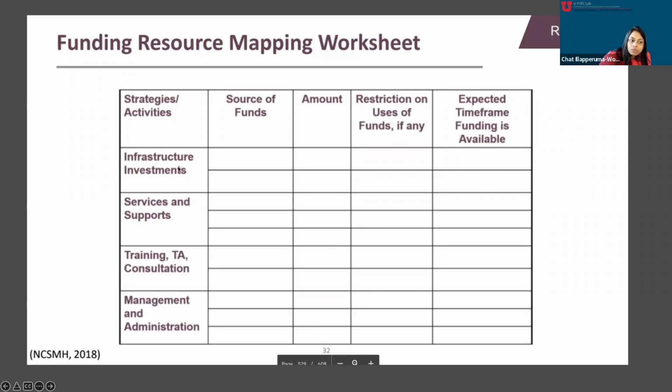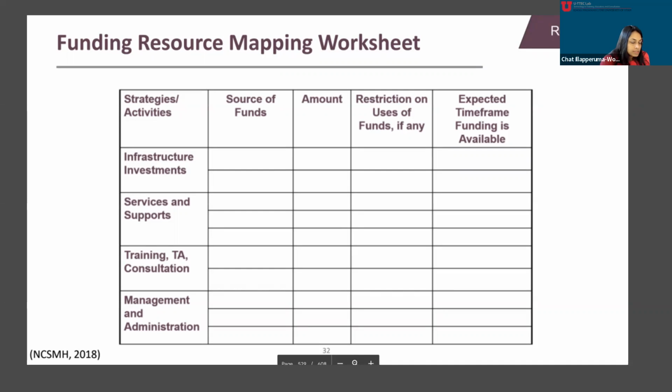But right now, what resources do you have to support these? So what are the sources of funds? Could be grant funds, private donors, state tax money. So the different sources that your money comes from.